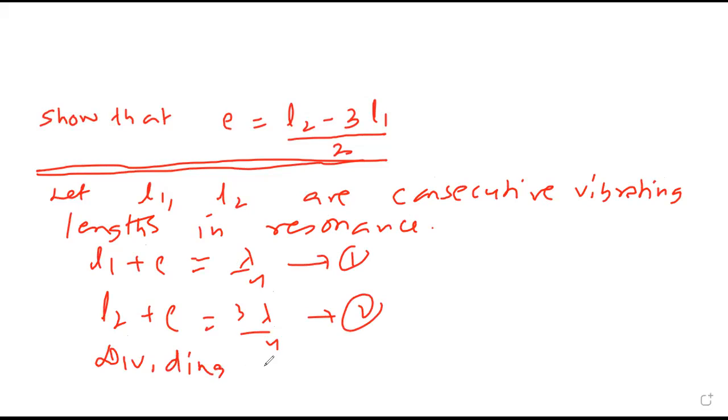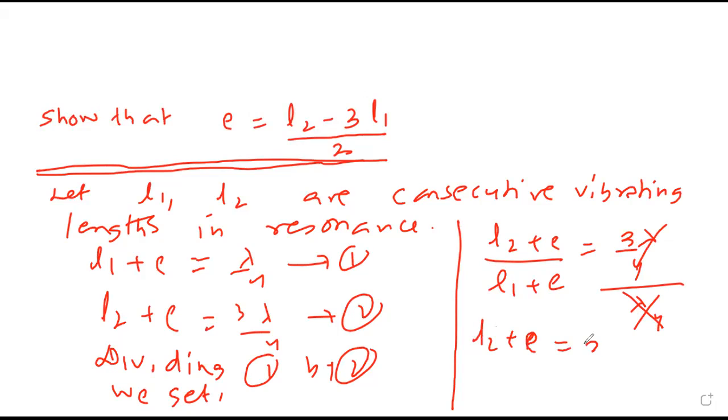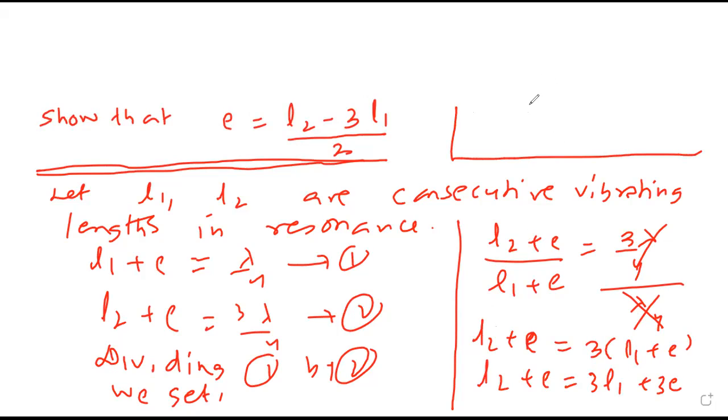Dividing 2 by 1, we get L2 plus E upon L1 plus E is 3 lambda by 4 upon 1 lambda by 4. Lambda by 4, lambda by 4 cancel. L2 plus E is 3 times L1 plus E, so L2 plus E is 3L1 plus 3E. So we can say L2 minus 3L1 will be 2E. So E equals (L2 minus 3L1) upon 2.